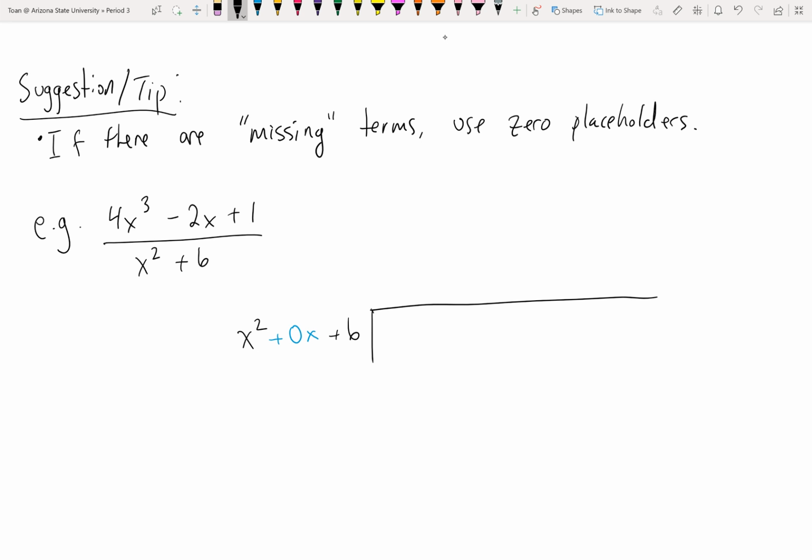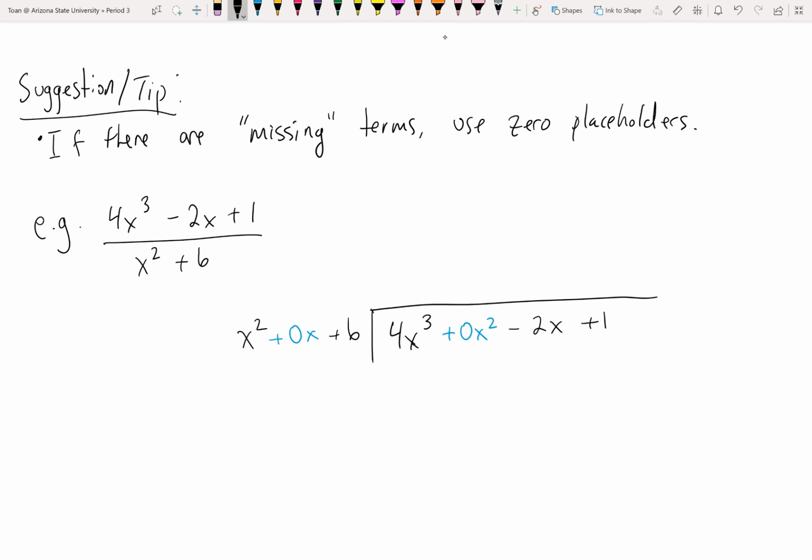And then I put the dividend on the inside. So here's my dividend, 4x cubed. Now, since the degree is 3, when I go downwards, I need to have an x squared, I need to have an x, and I need to have a constant. Well, this one doesn't have an x squared, so I'll put a plus 0x squared, and then finish off the problem with the minus 2x plus 1. Then I'll go through the process. This doesn't change your numbers. This doesn't change the idea. All it does is keep things nicely lined up, which I think is going to be helpful for you.